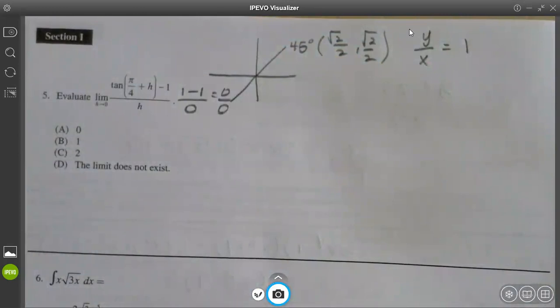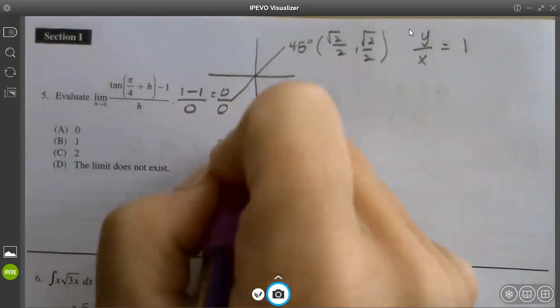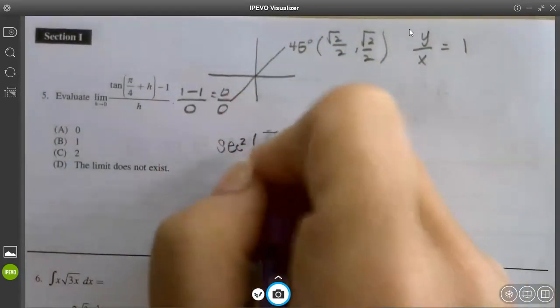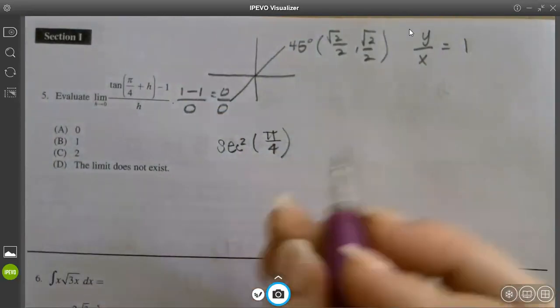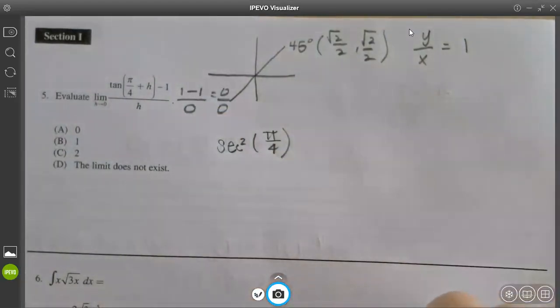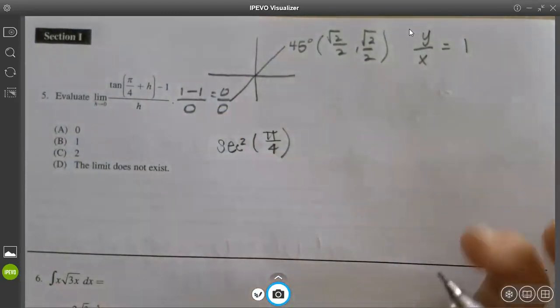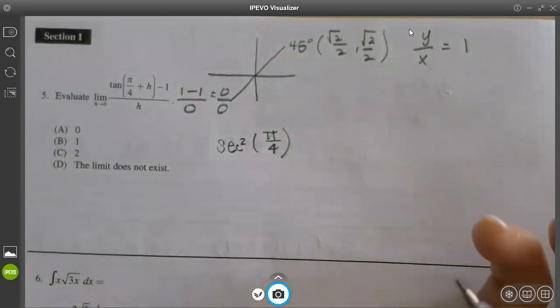What do we have to do? Derivative. What's the derivative of tan? So secant squared pi over 4. H is a constant, so we don't do anything with it. All of that is a constant, pi over 4 and h. So we don't have to multiply it by anything. Does everybody understand that? So if there was an x in there, then we'd have to multiply it by the derivative. And then on the bottom, h is a what? Constant. So when we take the derivative, we get 1.